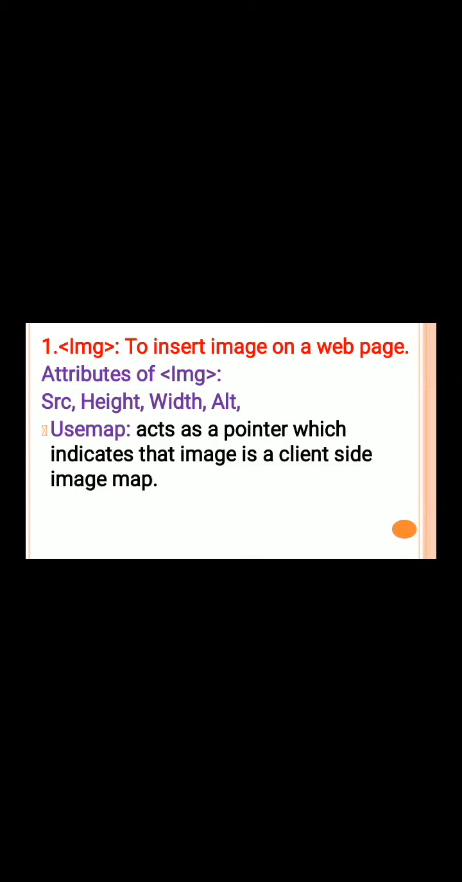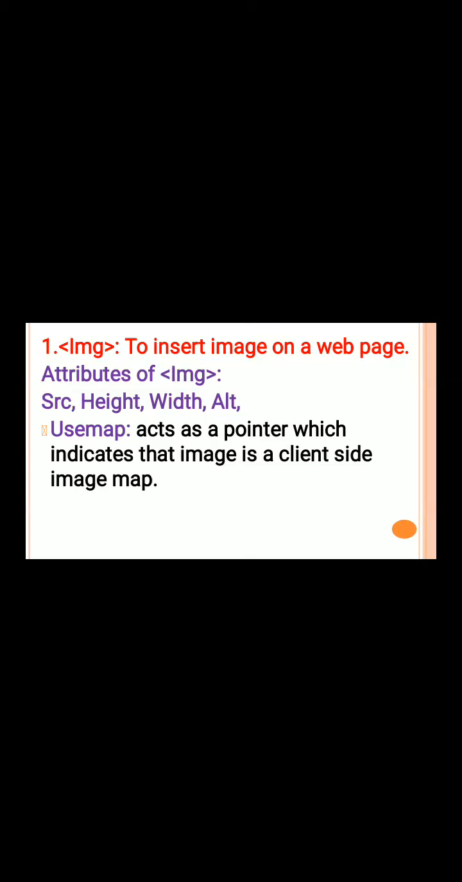Attributes of img tag. The first and compulsory attribute for img tag is src, which stands for source, which defines the path, or you can say address, or URL, of a particular image which we want to insert on a web page. Next one is height, which specifies the height of an image. Another one is width, which specifies the width of an image. Next one is alt, which provides alternate text for that image.